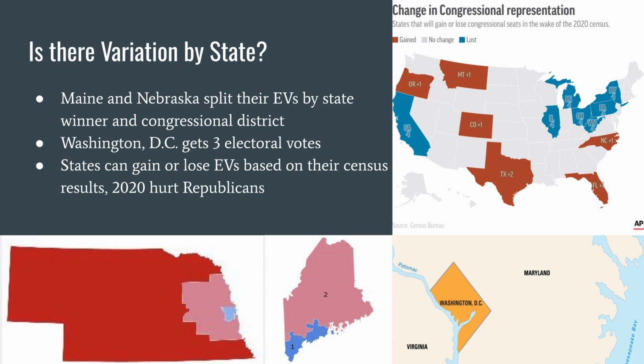Washington, D.C., despite not being a state, still gets 3 electoral votes. It's mandated constitutionally that D.C.'s electoral votes cannot exceed the smallest state's number of electoral votes. States gain or lose electoral votes based on their census results. 2020 hurt Republicans because in the post-census report, it turned out that Republican states got shorted, and therefore a couple of them, like Texas and Florida, should have had additional congressional districts. This would result in them having more electoral votes.